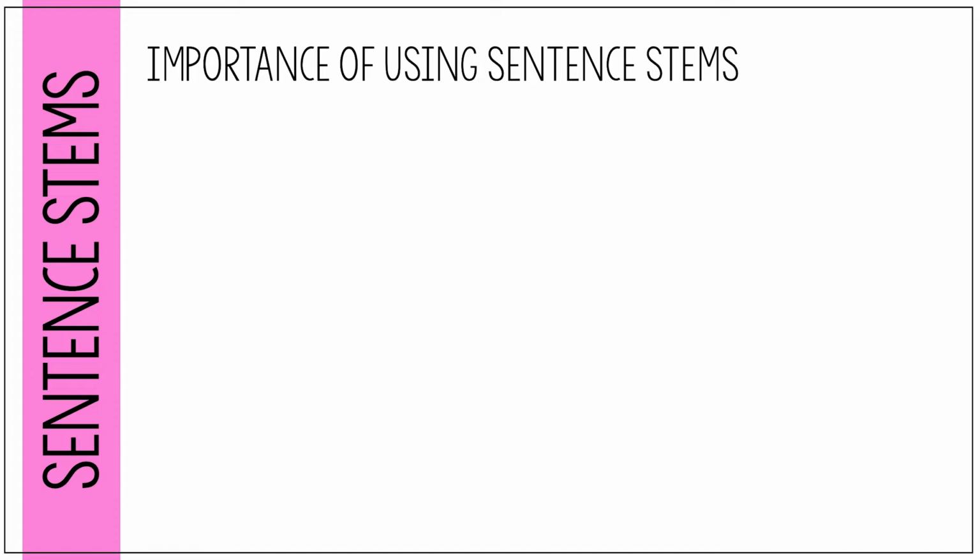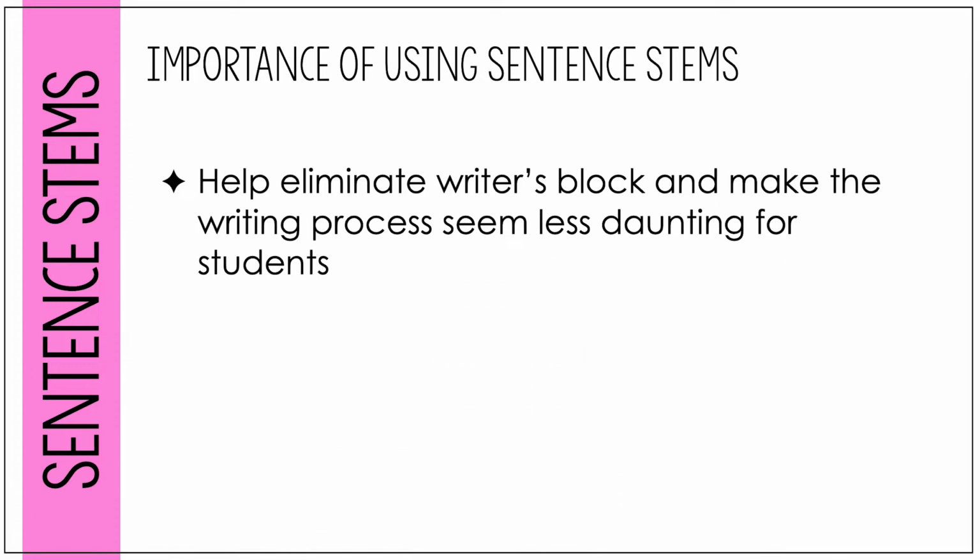So the importance of using sentence stems is as follows. Number one, it's really going to help eliminate writer's block and make the writing process seem less daunting for our students. We want to be able to set them up for success. Yes, we're going to use sentence stems until they get it, and then we'll take them off. It's like training wheels, right? This is a skill that they're learning. And so to expect them to be able to do this without any sort of support isn't really the best place to come from, because they might not necessarily have any clue how to do this. Some students get it, sure, but the majority of students really need that extra support.